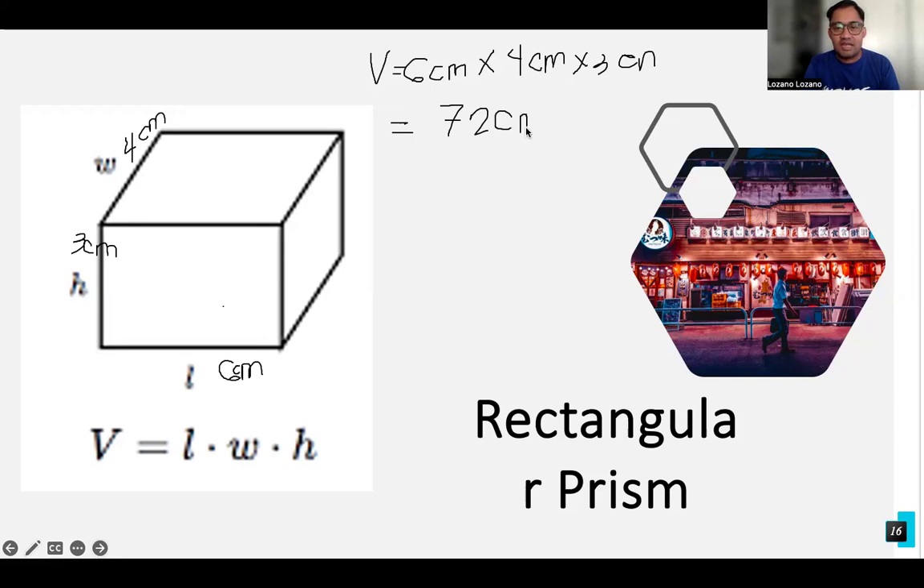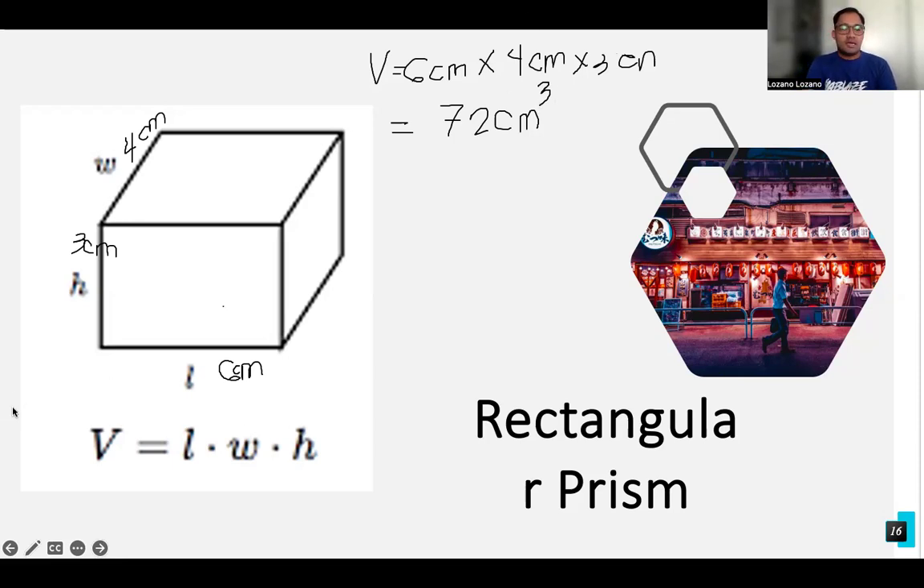centimeters. Again, the volume is cubic in measurement. So that is not square, that is cube. Okay. So for our problem, we multiply the length times width times height. That is 6 centimeters times 4 centimeters times 3 centimeters. That is 72 centimeter cube. Okay, the volume of our rectangular prism is 72 centimeter cube.